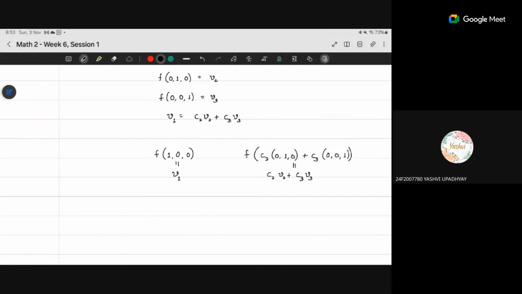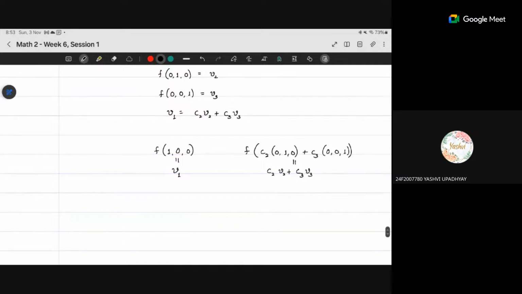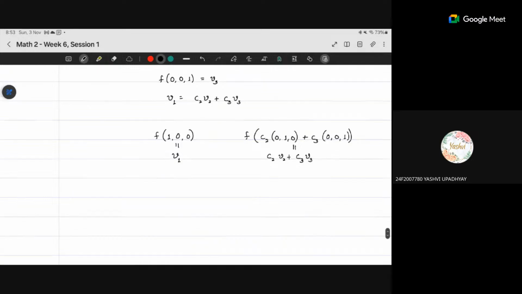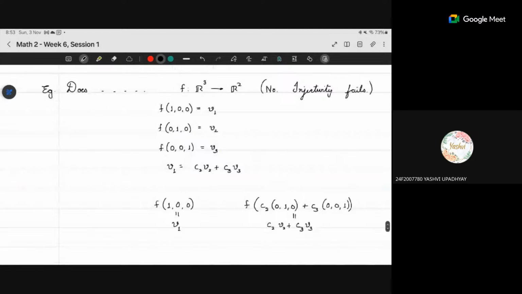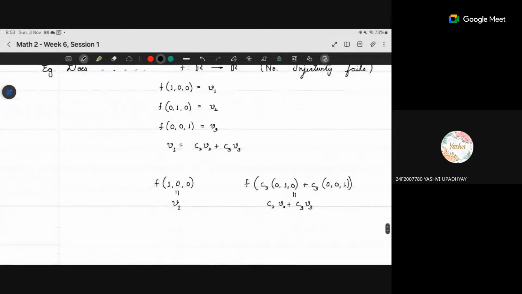Is that fine? Should I clarify? Okay. If that is fine, then yeah. Otherwise, take a look at this. This is sort of self-explanatory. You cannot have (1,0,0) equal to (0,C2,C3), but f of (1,0,0) is the same as f of (0,C2,C3) because of the linear relation between V1, V2, and V3. The same is true if V2 is equal to some linear combination of V1 and V3, or if V3 is a linear combination of V1 and V2.